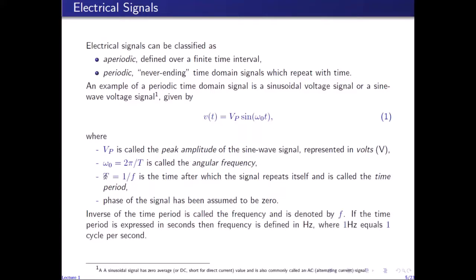Inverse of the time period is called the frequency, as can be seen from this relation, and is denoted by f. So if the time period is expressed in seconds, then frequency is defined in hertz, where 1 hertz equals 1 cycle per second. Furthermore, we see that a sinusoidal signal, which has zero average or DC value, is also called an AC signal. So this is an AC signal.